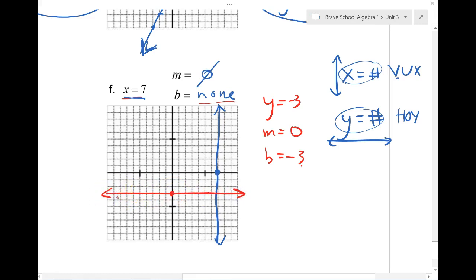Okay? So again, this is y equals -3. If it's y equals, we go left and right. If it's x equals 7, we go up and down.